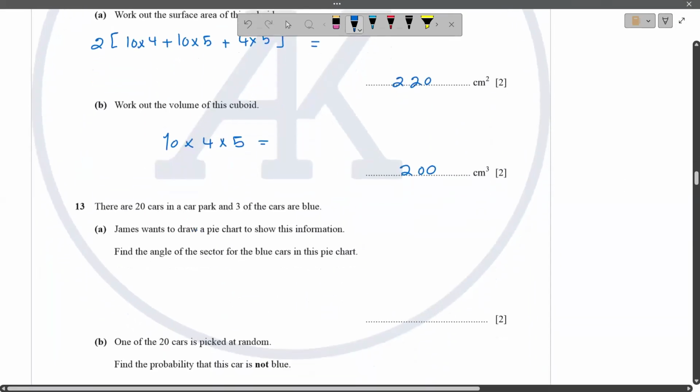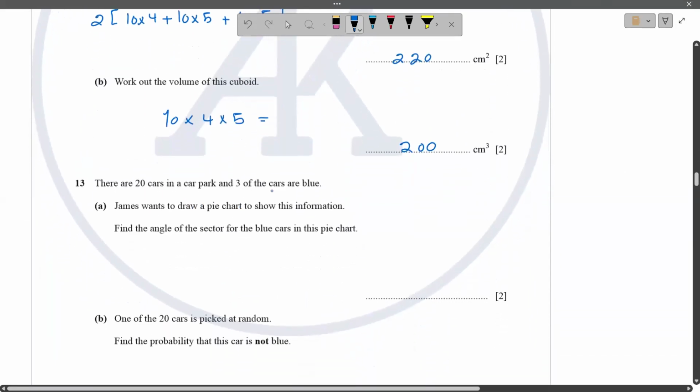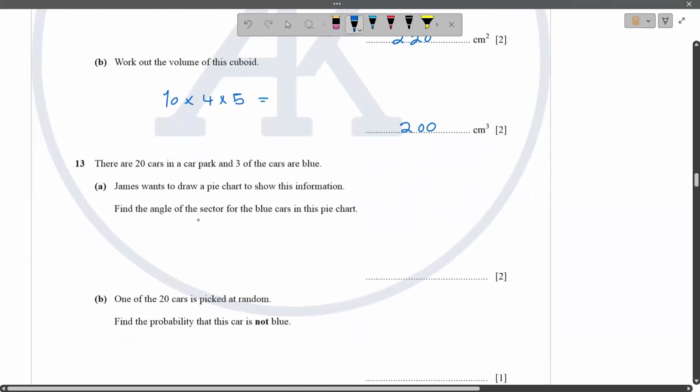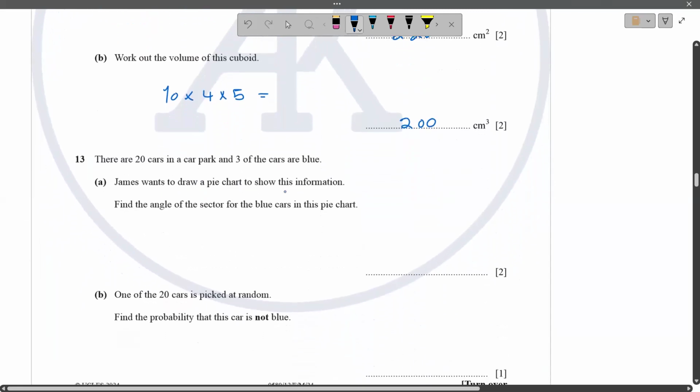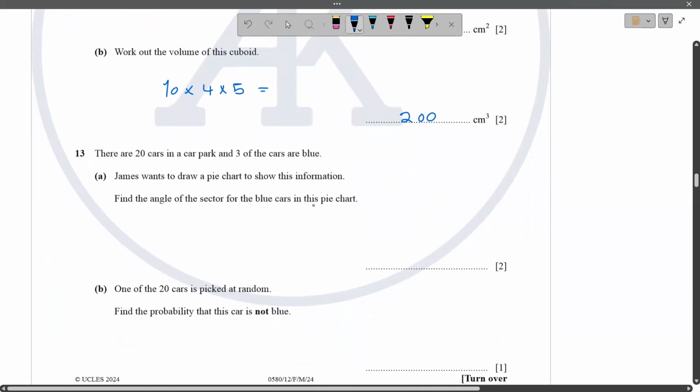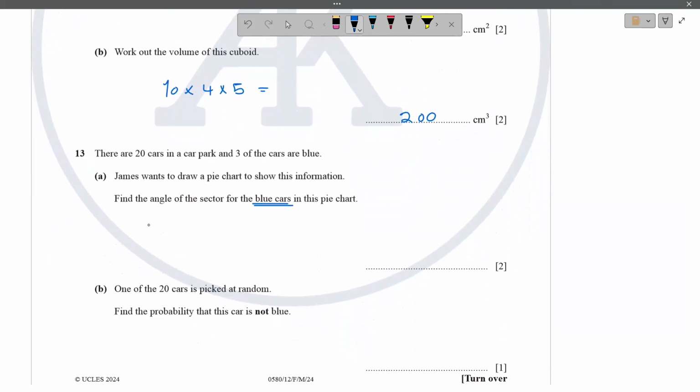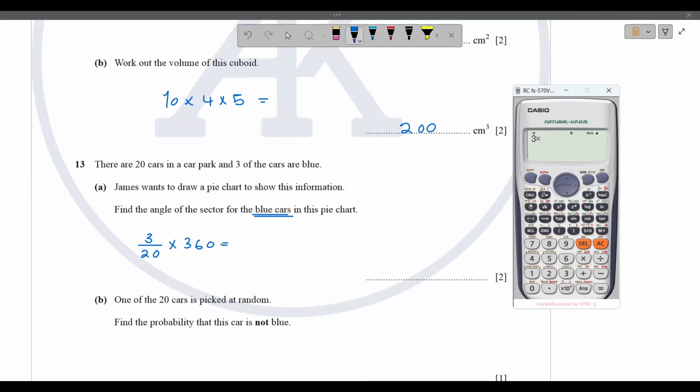There are 20 cars in a car park and 3 of the cars are blue. Draw a pie chart to show the information. The angle of the blue cars: 3 of the cars are blue, so 3 over 20 multiplied by the total angle, which is 360. So it's 3 multiplied by 360 over 20. It's 54 degrees.